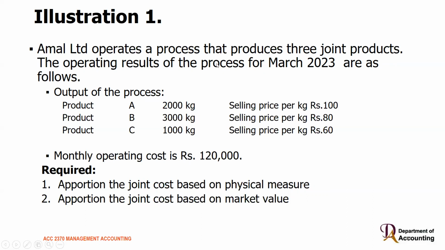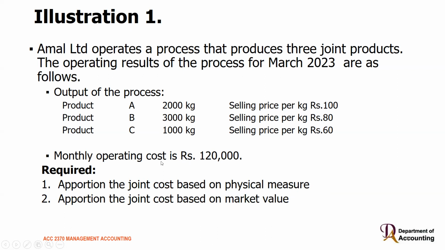Now, using this process, products A, B, C are the joint products. After the process, they have manufactured 2000 kilograms, 3000 kilograms, and 1000 kilograms of A, B, and C. And we have the selling price as well. The selling price of product A is 200 rupees per kilo, 80 per kilo for product B, 60 per kilo for product C. Okay, now we have the number of kilograms, volume, weight, and also the selling prices.